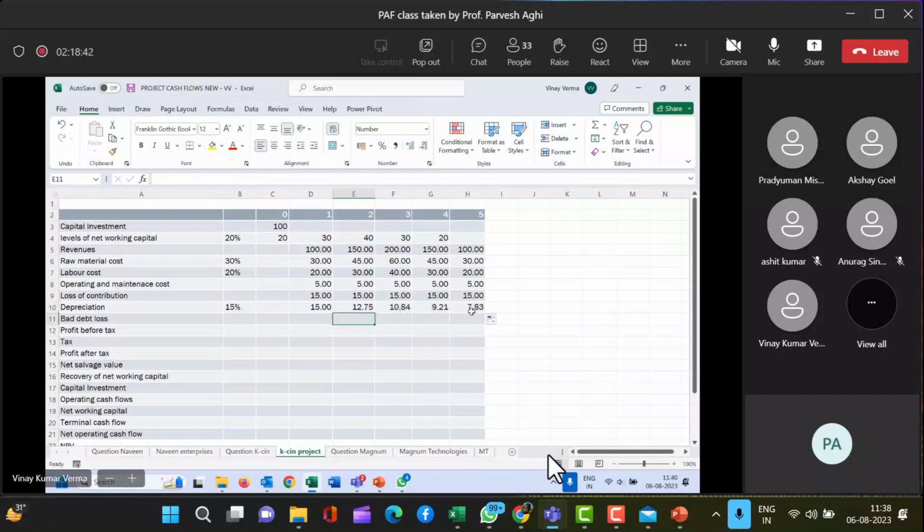Okay, depreciation done. Okay, what is the bad debt? How much your company is losing? 5 in the 5th year. Okay, put 5. अब प्रॉफिट बिफोर टैक्स कर दो.